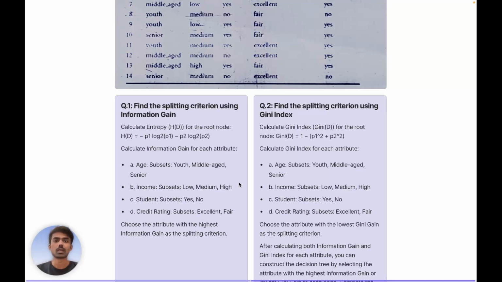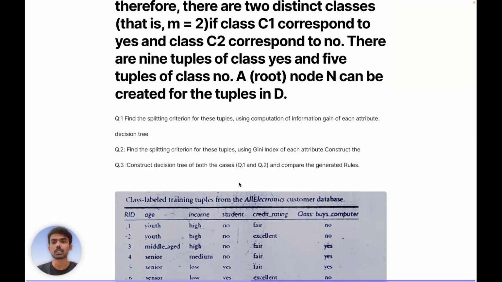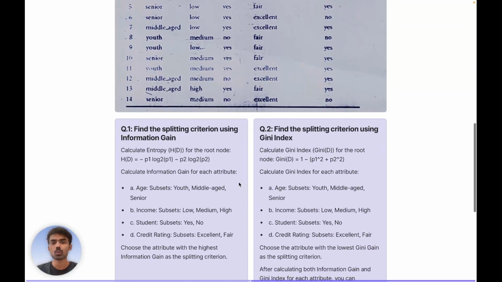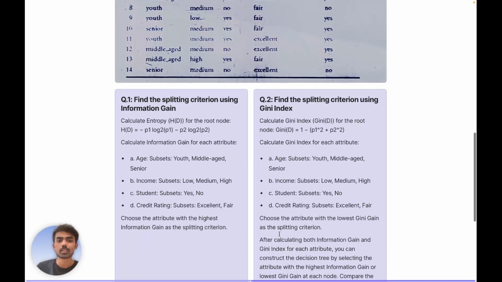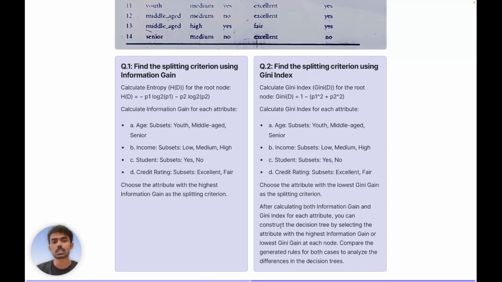After that, our second question is to find the splitting criteria of these tuples using the Gini index of each attribute. What Gini does is tell us about the variation in our data. To calculate the Gini index, we use 1 minus the summation of p squared, and as we have m equal to 2 here, we will do 1 minus (p1 squared plus p2 squared). After calculating the Gini index for each attribute, same as we did for information gain, we choose the attribute with the lowest Gini index as the splitting criterion.